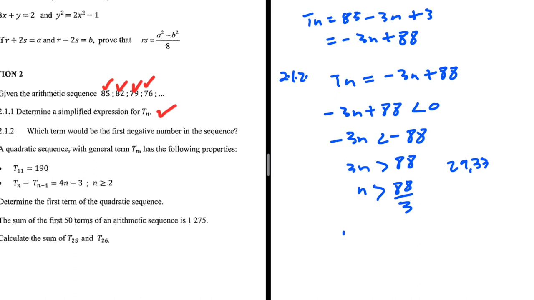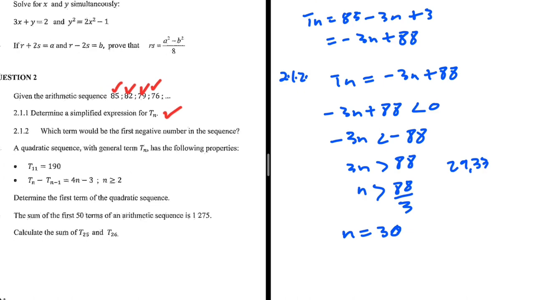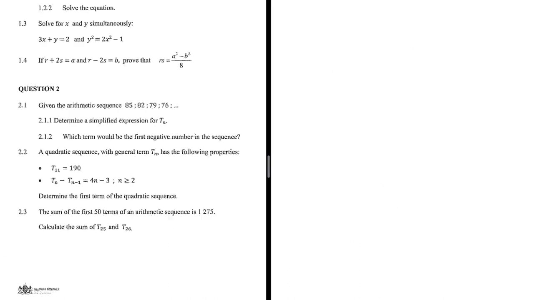So the first value of n should be equal to 30 for us to get a negative number in the sequence, because we cannot take 29.33 as it is. n is the position of the term, and we don't have a position with a decimal, right? We have to round it off. So when n is equal to 30, that is where we have our first negative term. That was 2.1.2. Let's take a look at 2.2.